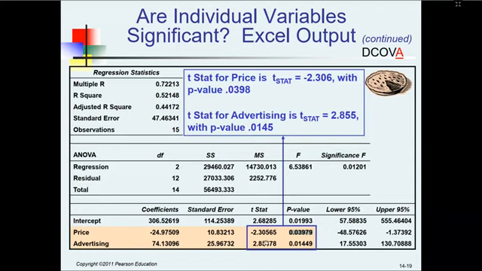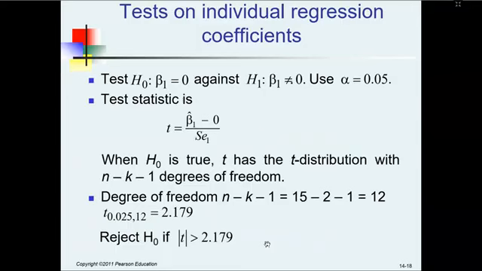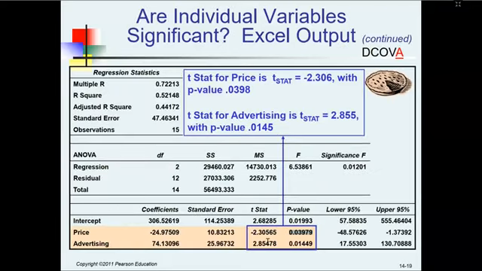What about advertising? The T statistic, is it greater than 2.179? It is greater than. Because it's greater than, H0 is rejected for advertising, which means advertising is also contributing significantly to the prediction of sales. Or we can say because the p-value here is less than 0.05, we can also conclude at the 0.05 level of significance that advertising is contributing significantly to the prediction of sales.